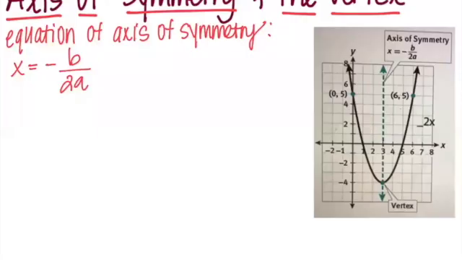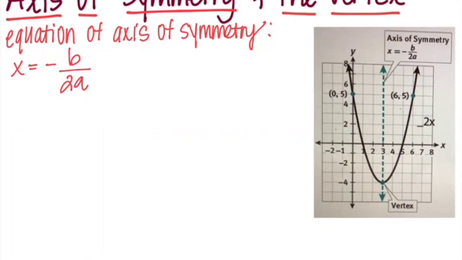Today we are looking at the axis of symmetry and the vertex. So there are a few ways that we can find the axis of symmetry. We can find it graphically. We can also find it by doing an equation. One thing I want you to know is that the equation for the axis of symmetry is x is equal to negative b divided by 2a.